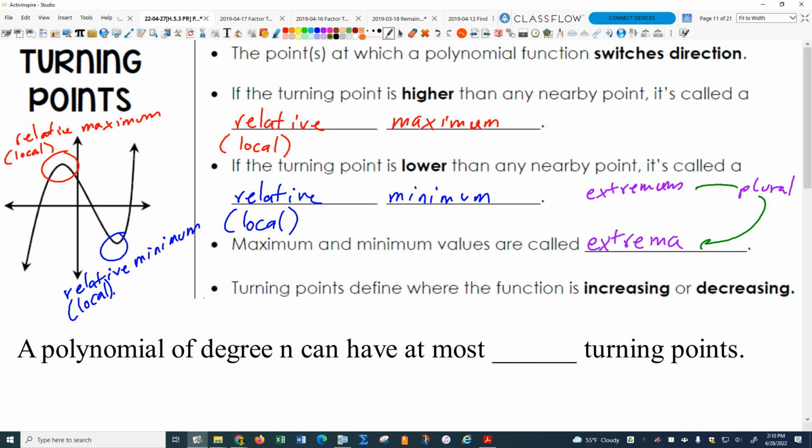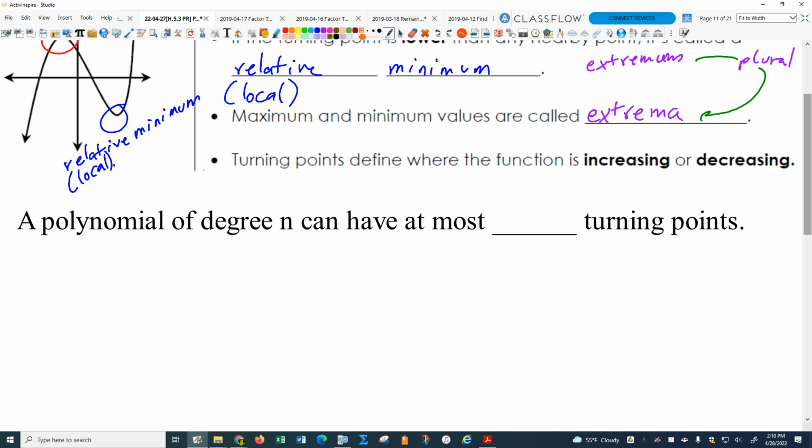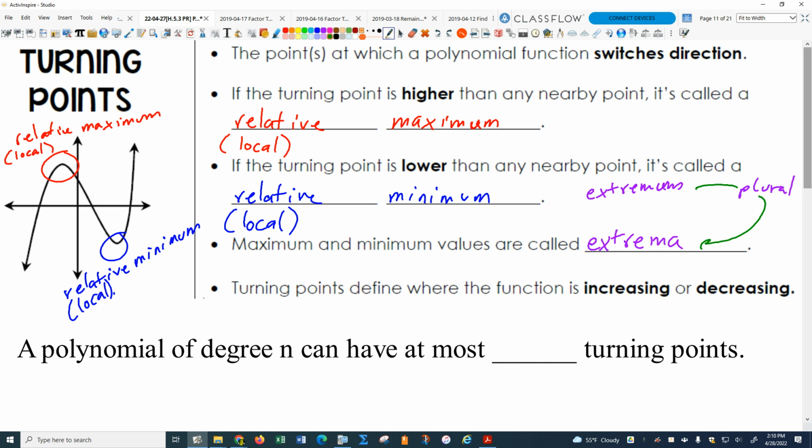Okay, give me 1 to 5. How are we doing? Is that all making sense? Okay, just some kind of vocabulary. Okay, so now a polynomial of degree n can have at most how many turning points do you think? Let's just explore this a little bit. Let's look at a couple examples in Desmos.